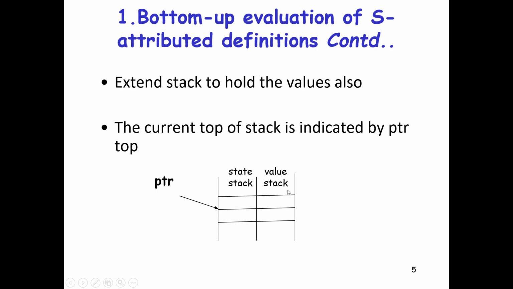The value stack is used for holding the value of attributes, whereas the state stack can hold grammar symbols. But when we consider an LR parser, which is a bottom-up parser and also a shift reduce parser, it contains states. So in this particular stack, if it is an LR parser, it can contain states as well as grammar symbols. And the top of the stack can be pointed to using a pointer.